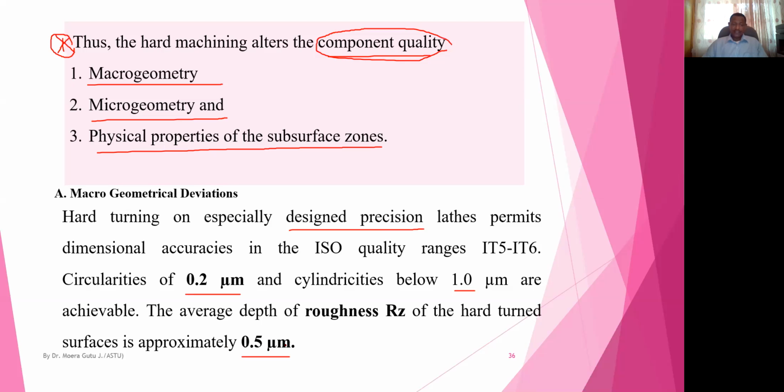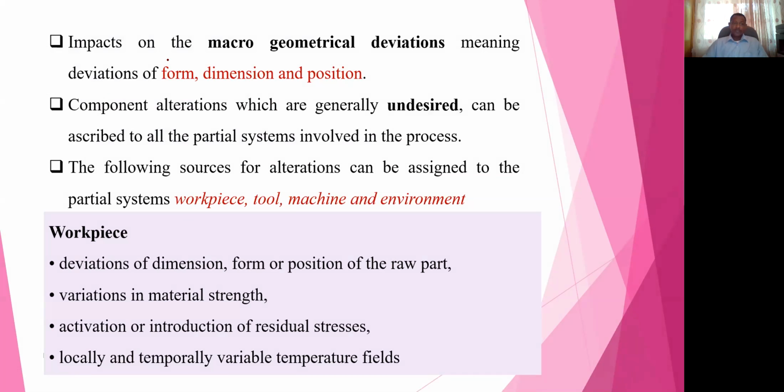But the average acceptable ISO standard for surface roughness is 0.5 micrometer in order to say the component quality at micro level is acceptable. So the impact is on the micro, the large geometric deviation, meaning deviations of the form, dimensional, and position. The deviation in the form, in dimension, and position.